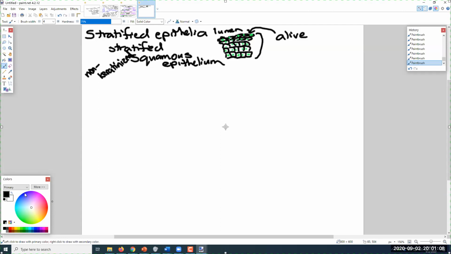Where will we find these? Okay. The non-keratinized stratified squamous epithelium, we'll find it in the oral cavity. We'll find it in the esophagus. We can find this in the vagina and also in the anus as well.